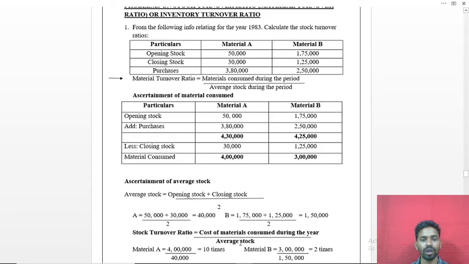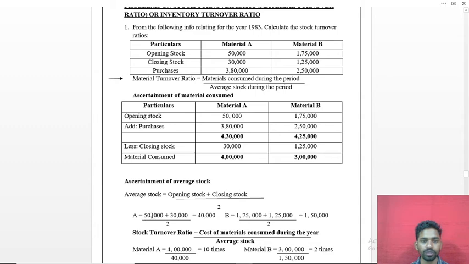We should also know the average stock. So how do we calculate it? Ascertainment of average stock: the average stock is equal to opening stock plus closing stock divided by 2. We have to calculate it individually for material A and material B.